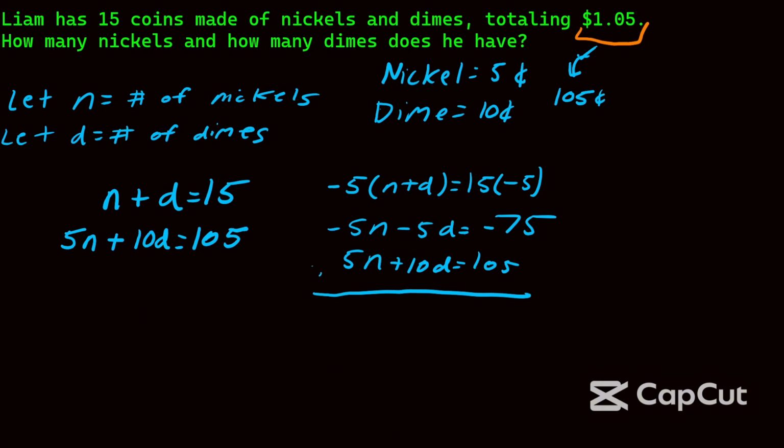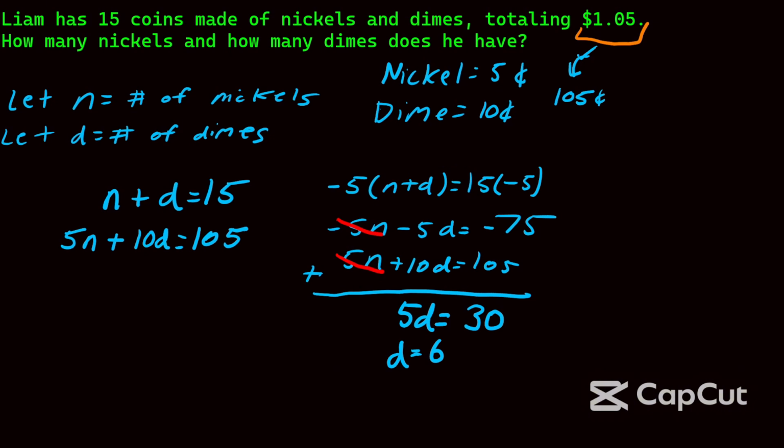Add down. So -5n plus 5n is 0, so these cancel. Then I have -5d plus 10d is 5d. And -75 plus 105, wow, what is that? That's just 30. So I get d equals 6. Okay, so d, what I said, was the number of dimes. So he has 6 dimes.